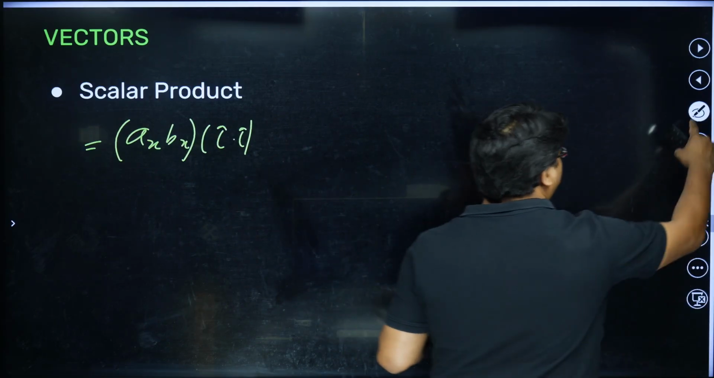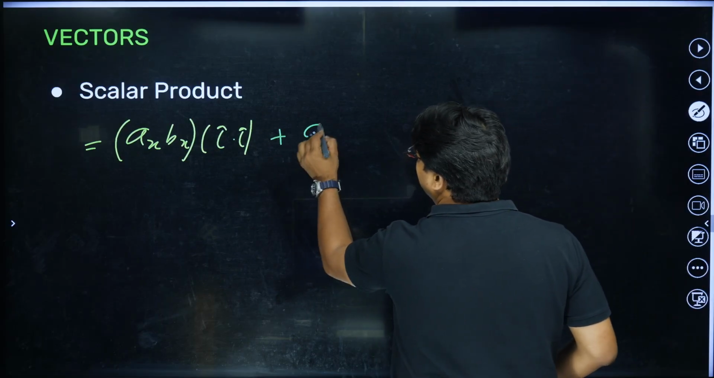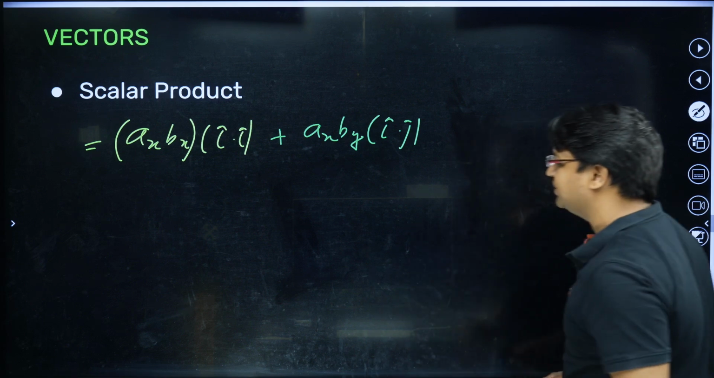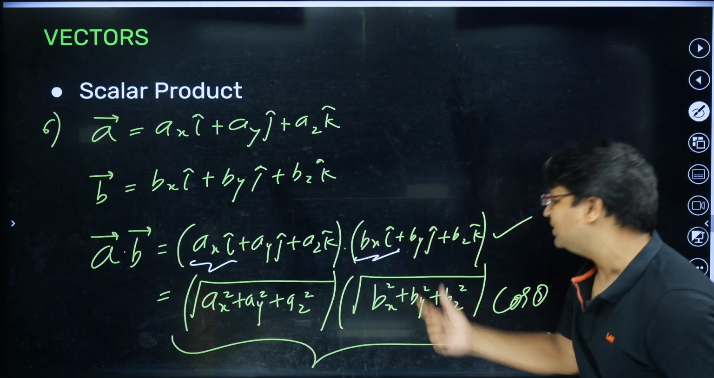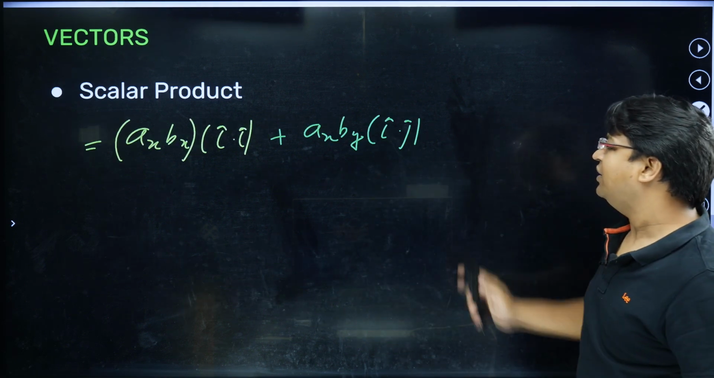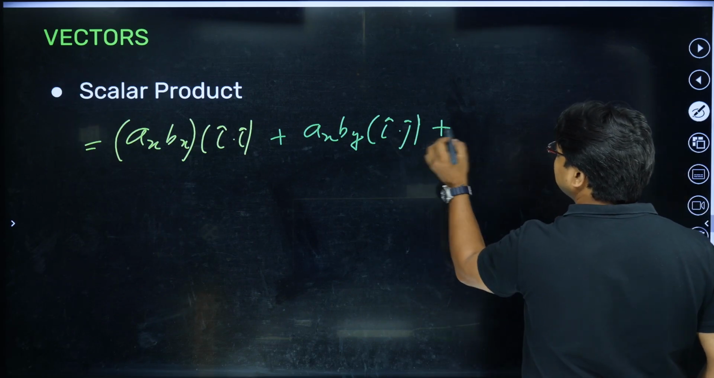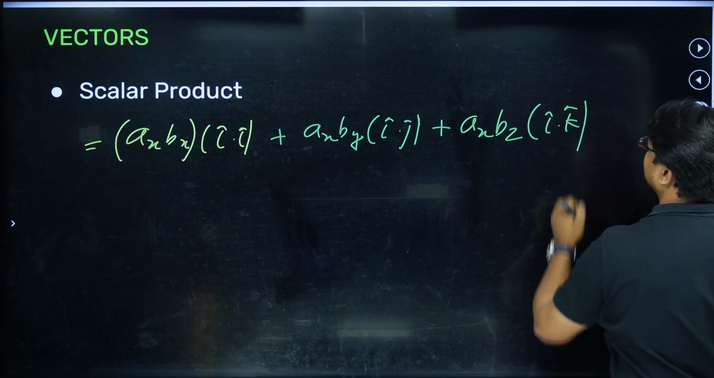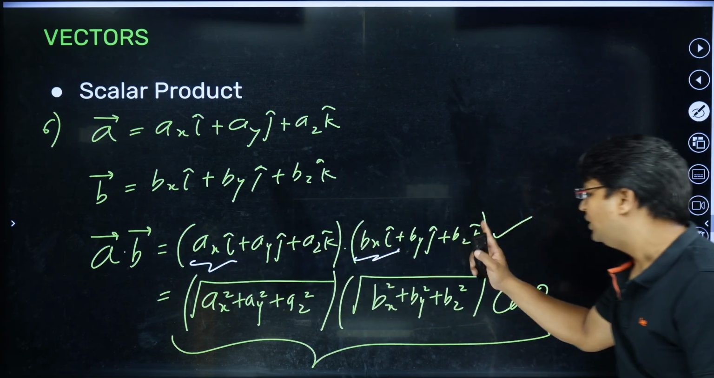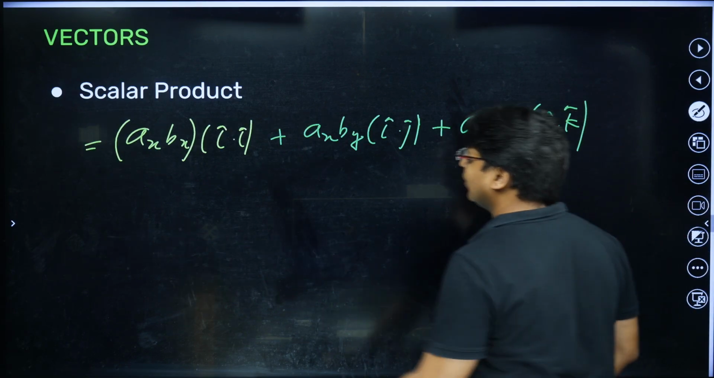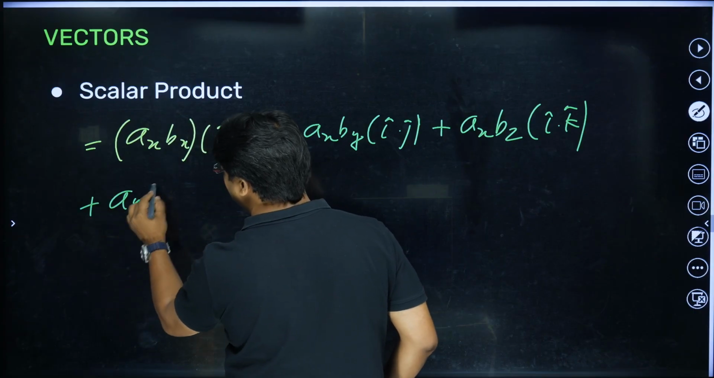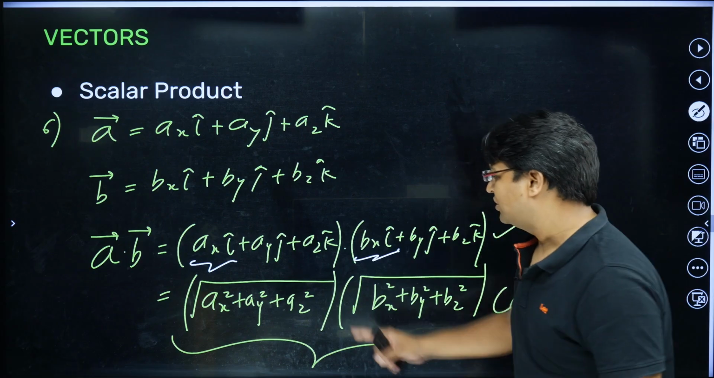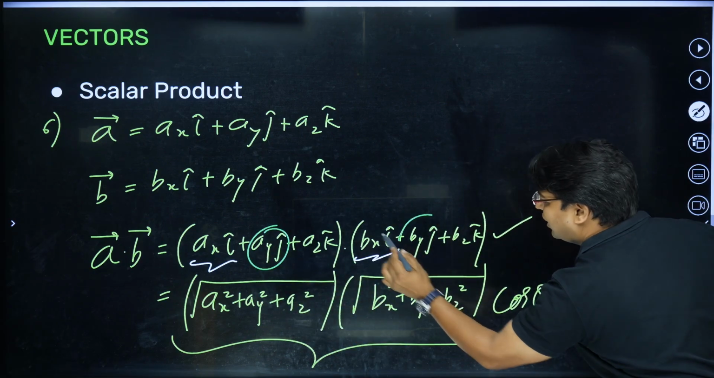Similarly, our next term would be AX BY I dot J. Please confirm this. AX I cap into BY J cap. So AX BY I dot J. Next term would be AX BZ I dot K. Again confirm, AX I cap into BZ K cap. Then what next? We will write AY BX J dot I. Let's go back. This is AY into BX.